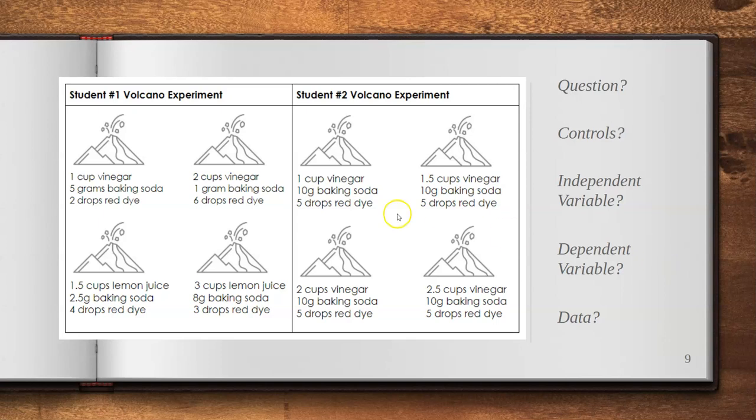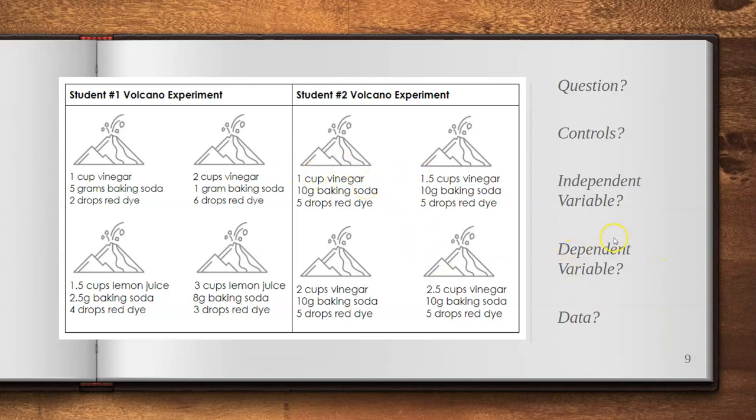So if we look back to our experiment here, our question was, what is going to make the best volcano? Okay, and remember, we're looking at experiment 2 because that was the best one. The controls are baking soda, amount of baking soda is a control, amount of red dye is a control, and type of acid is a control, because we stuck with vinegar the whole time. We didn't switch it over like this one that wasn't any good. Okay, our independent variable, that's the thing we changed, and that would be the amount of vinegar. We changed the amount of vinegar.